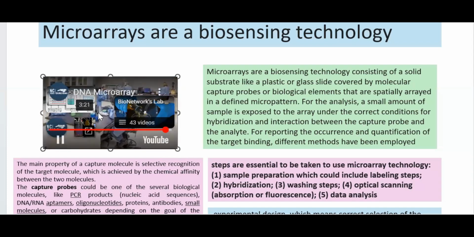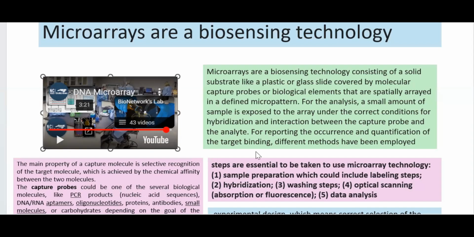Okay, so here it's the overview of the technique, right? So as you must have got to know, these are biosensing technology, that is what we say, and you have a solid substrate like plastic or glass slide covered by molecular capture probes. The molecular capture probes may be DNA, RNA, oligonucleotide stretches, right? A protein, antibodies, or glycan-like molecules. We have seen the types in the previous discussions. So a small amount of sample is exposed to the array under correct conditions for hybridization, and the interaction between the capture probe and the analyte is observed using the scanning instrument. It is as simple as that.